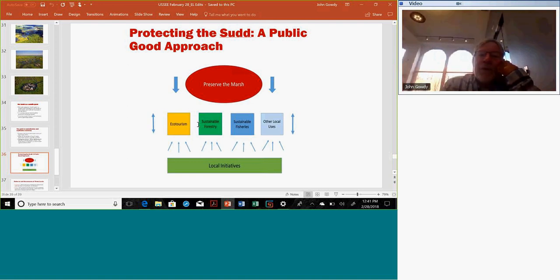Again, some government entity makes a decision that preserves it for the public good. The best science: how the marsh works, the hydrology, the biology, the economics of the people living there and potential uses. Then you allow local initiative to bubble up from the bottom up. Ecotourism, sustainable forestry, sustainable fisheries, all these and other uses are compatible with the ultimate goal of preserving the marsh.